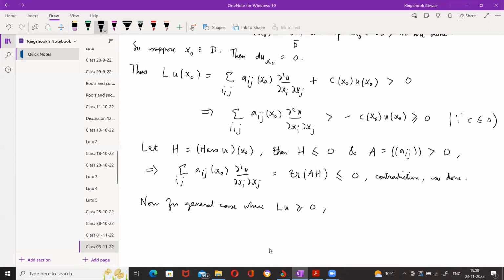So what I mean is you let U epsilon of x be U of x plus epsilon, and you want a function whose L is strictly positive. So you take e to the lambda x1, where lambda is going to be chosen large. Okay. All right. So then what is L of U epsilon?